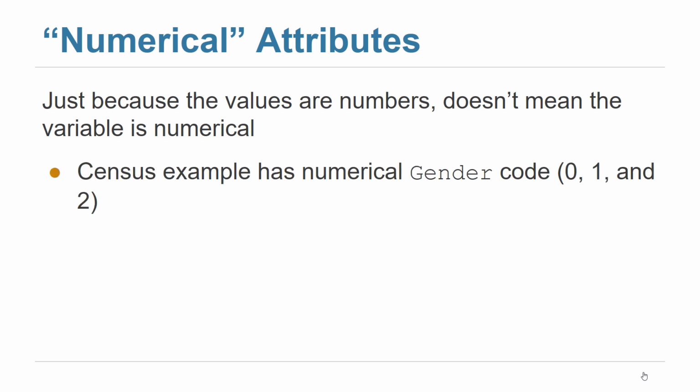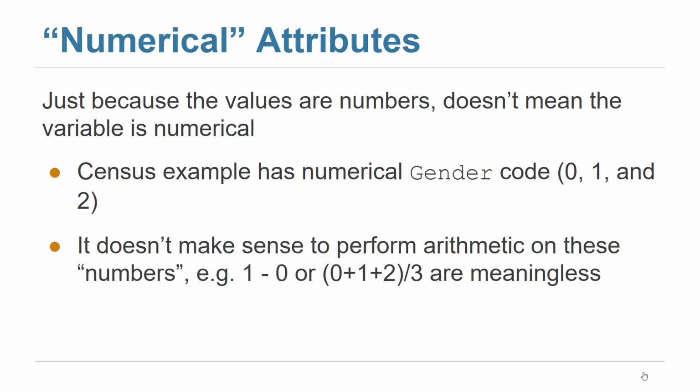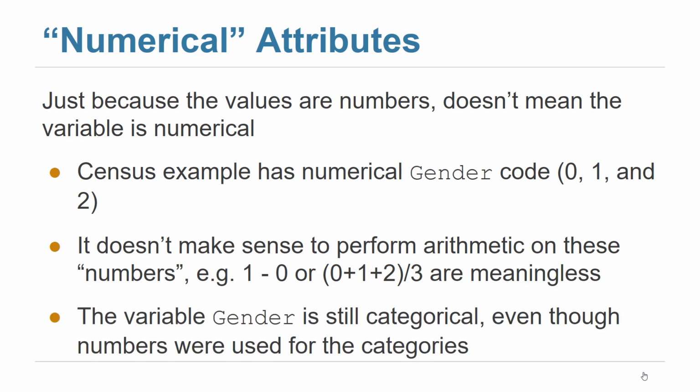When we talk about the census example, you will see that one attribute, which is the gender, has values 0, 1, 2. But those actually are not numeric. They are not meaningful in terms of numbers. They have specific meaning. So of course it doesn't make sense to perform arithmetic on these numbers. We cannot take the difference or the average and so on. Although they are numbers, this variable is still categorical, even though numbers were used for the categories.